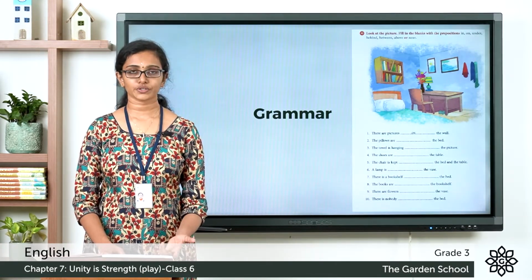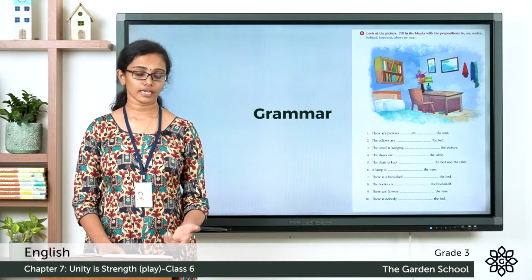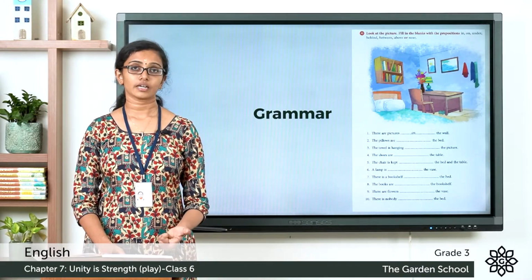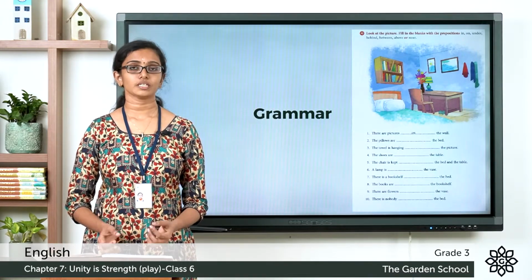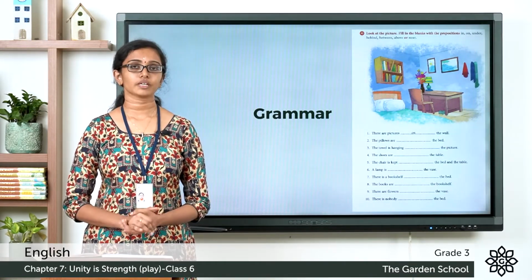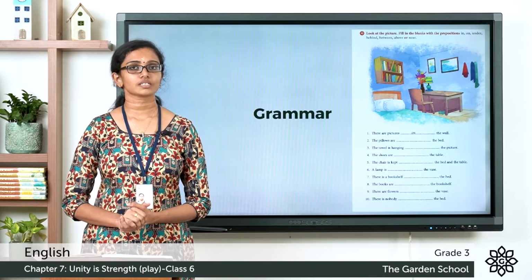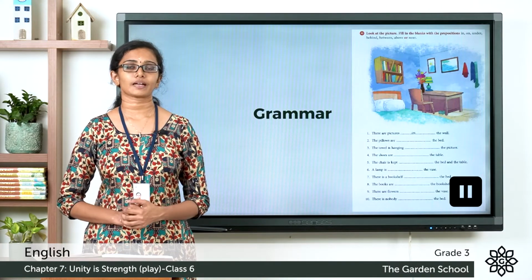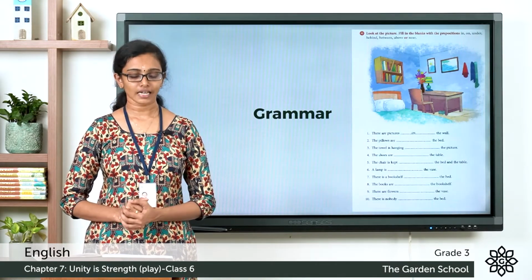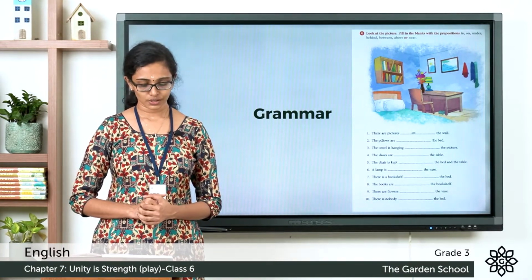So you observe this picture carefully, and below the picture you can see 10 sentences with blanks. So you have to complete these sentences using the correct preposition from the given choices. So you do this as an activity now. Please pause this video, finish the activity and come back. Hope you are done with that exercise. Now let's see the correct answers to the questions.